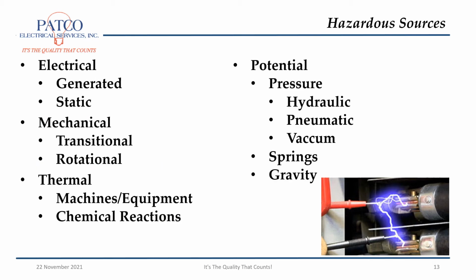Hazardous sources. There's all types of hazardous sources out there that could get you hurt or killed, so make sure you're paying attention to all of these. Electrical, there's generated and static. Mechanical, translational, rotational. Thermal, there's machines, equipment, chemical reactions. There's potential hazards. Pressure, like hydraulic, pneumatic, vacuum, springs, and gravity.